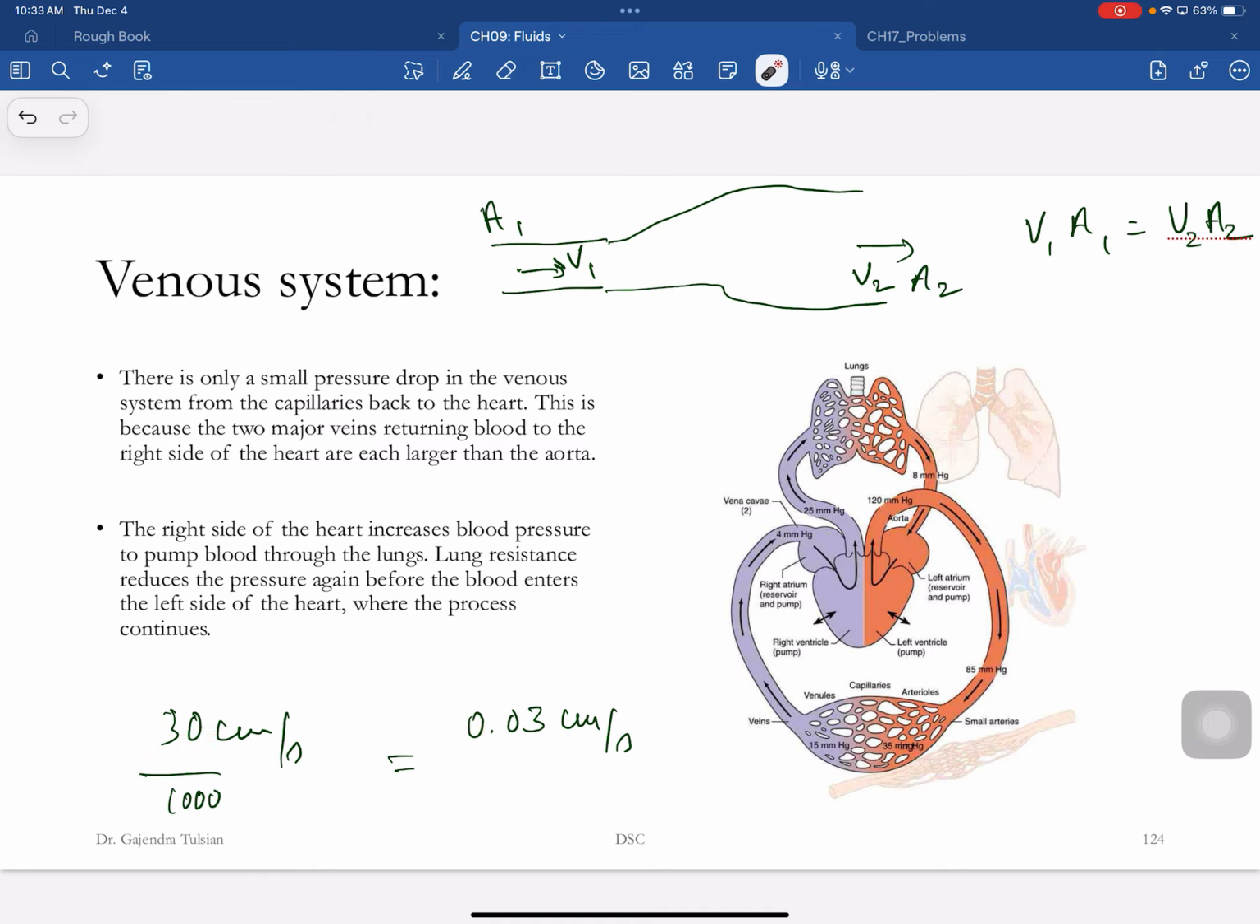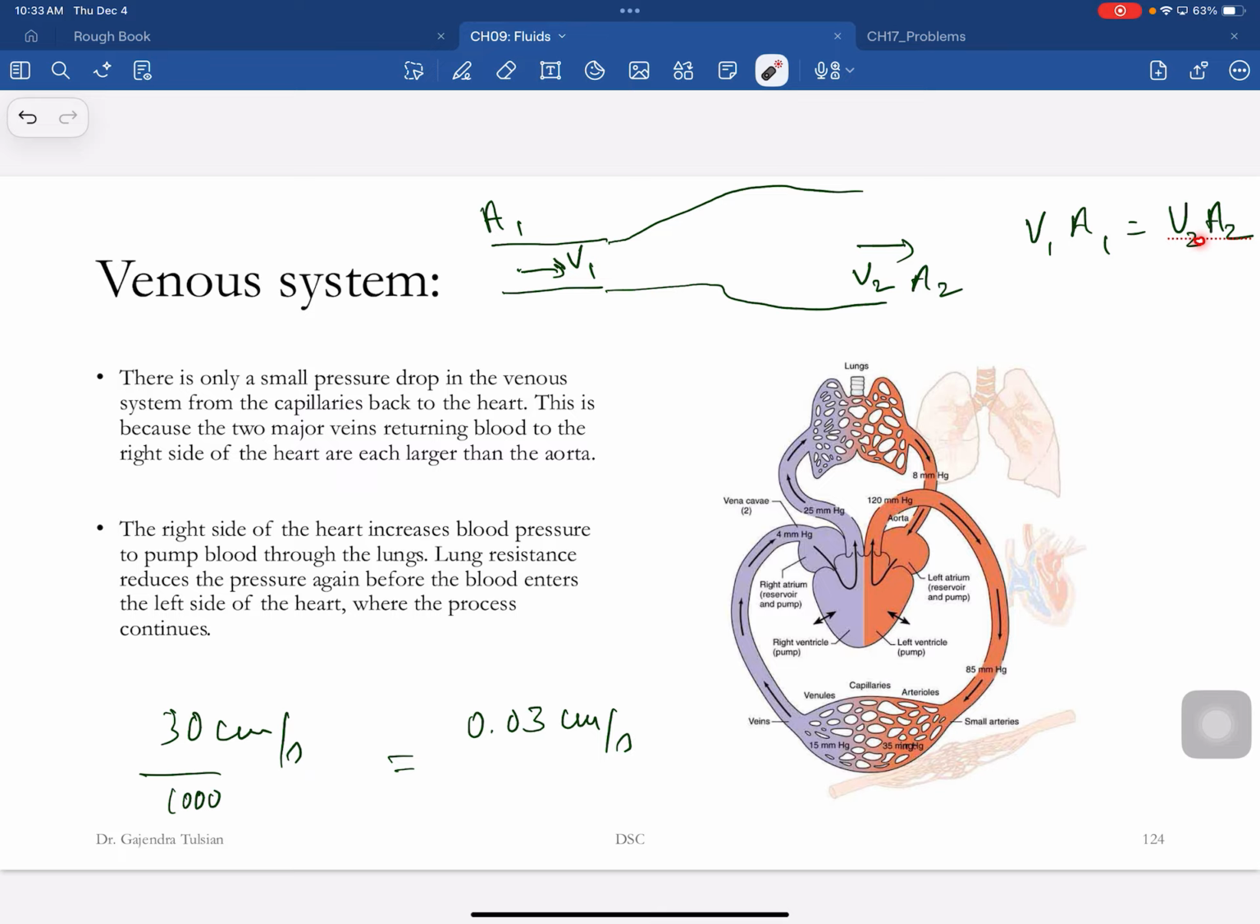Is it centimeters or millimeters, the cross-section measurement? You said the cross-section of capillaries is 1,000 times that of an artery. Is it measured in centimeters or millimeters? Oh, well, hang on a second. So this is the speed of the blood coming out of the aorta. This is the speed of the blood in the capillaries. The speed in the capillaries is 1,000 times slower than in the aorta.